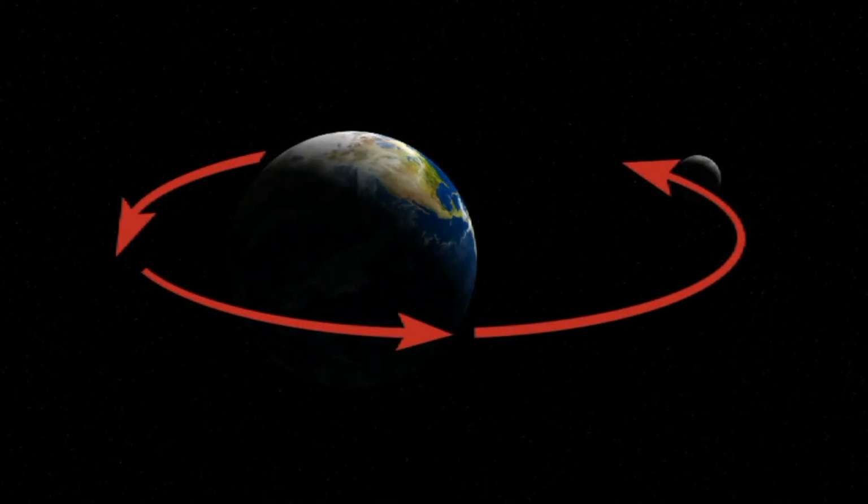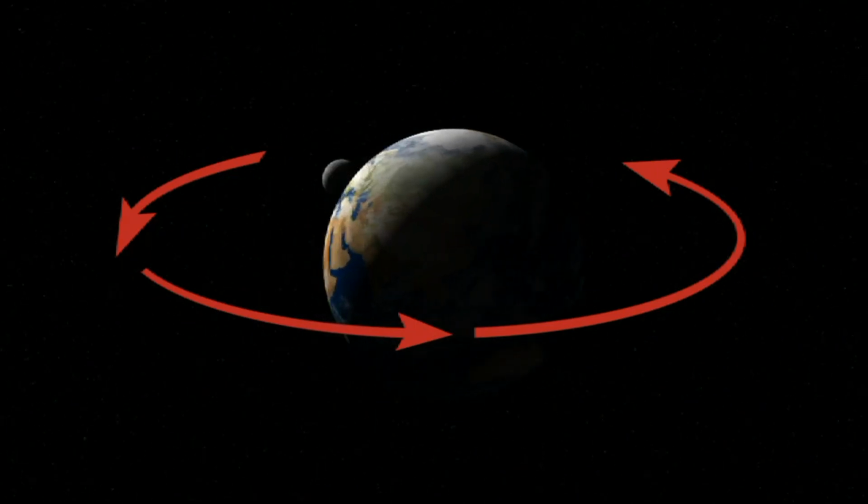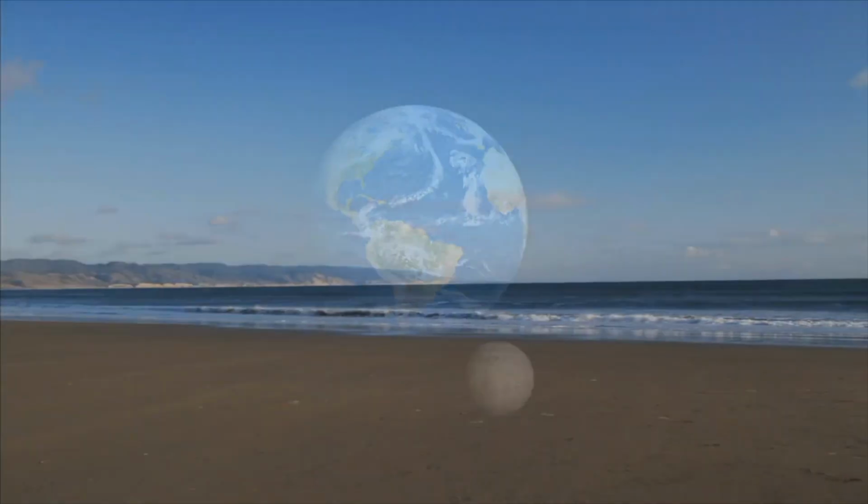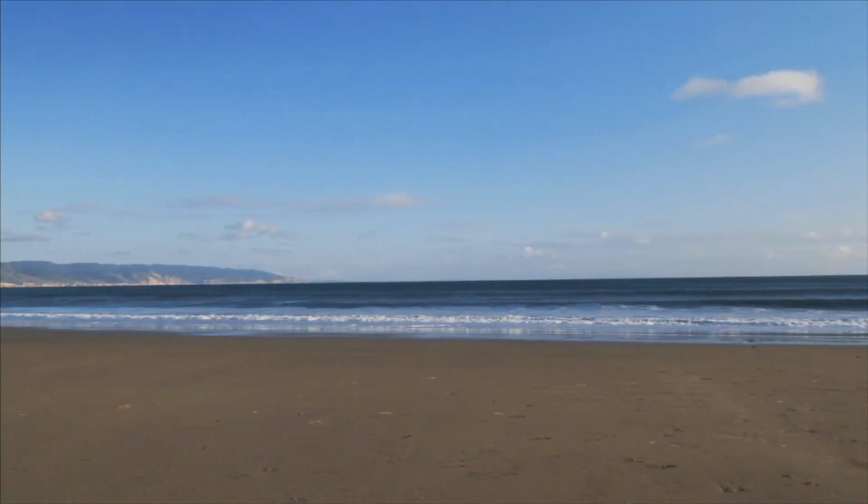Now that you better understand what an ellipse is, think about this. If the moon orbited the Earth in a perfect circle, how would this affect the tides?